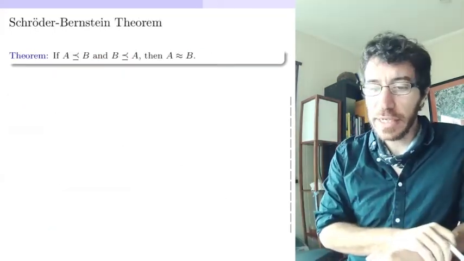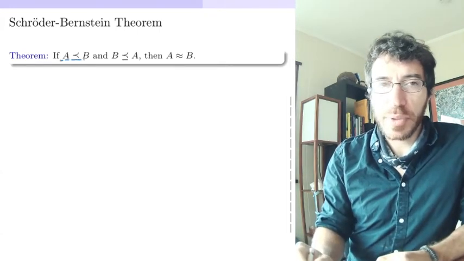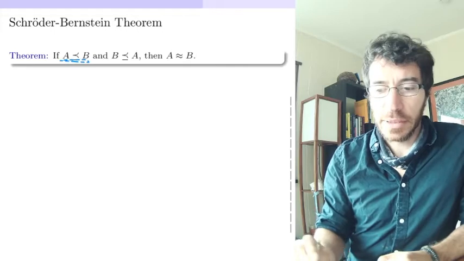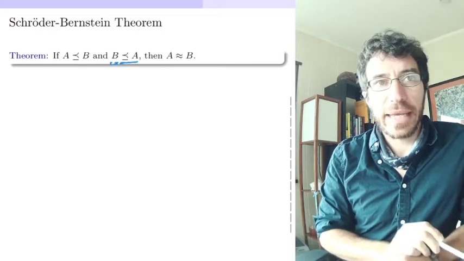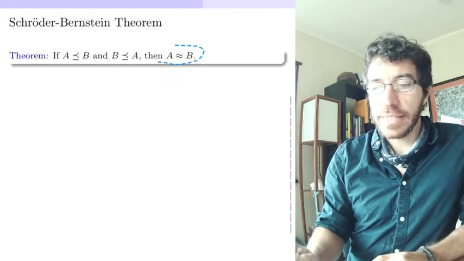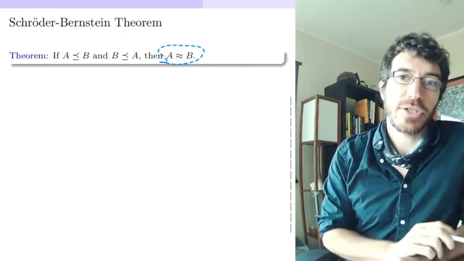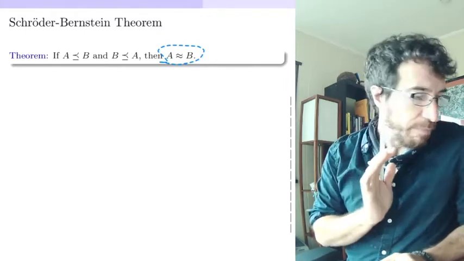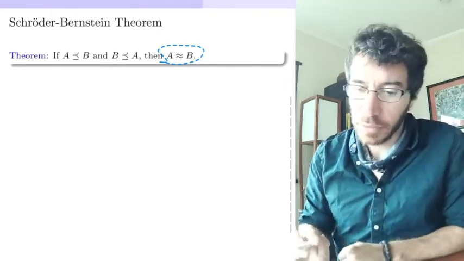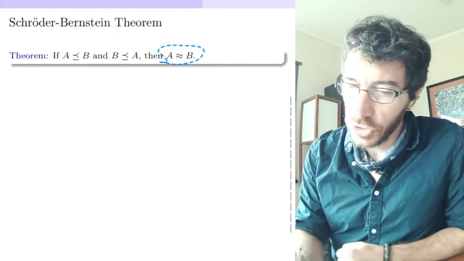What we're going to prove right now is that yes, if you have that A is dominated by B, a one-to-one map from A to B, and that B is dominated by A, a one-to-one map from B to A, then there is a bijection between them. So you have to build this bijection, okay? So I'm going to give you the picture proof. I don't want you to read the details in the textbook. So here is the proof.